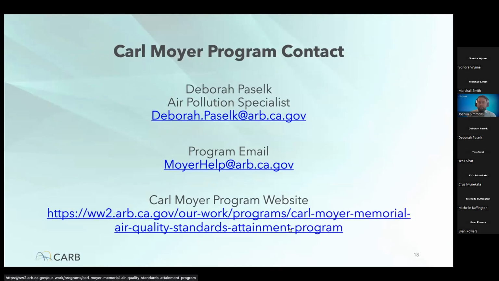If you wish to participate in this upcoming public process, you can visit the Carl Moyer Program website listed on the slide and subscribe to the bulletins that will be sent out, or send an email to Deborah Paselk or our program email. From our webpage, you may also find other helpful information, such as the current and past versions of the guidelines, our program statistics, and other resources.